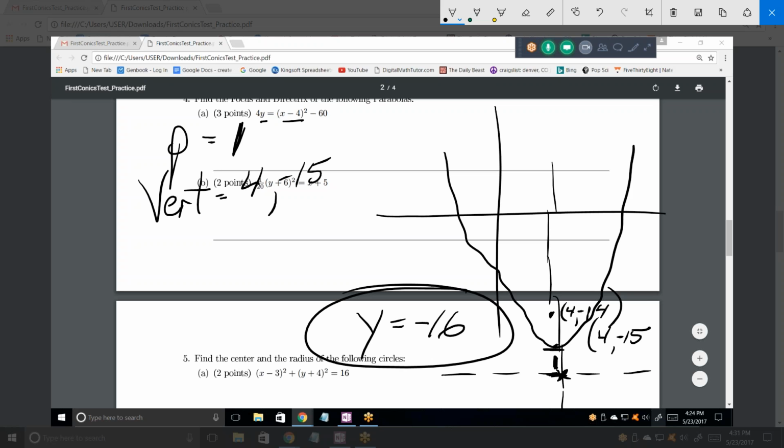Basically, once you find the focus and the vertex, you're home free on these things. Or I should say, once you find P and the vertex, you're home free. The vertex is always the most important point to find. That tells you most everything about the curve. But to solve for the focus, you've got to solve for P.